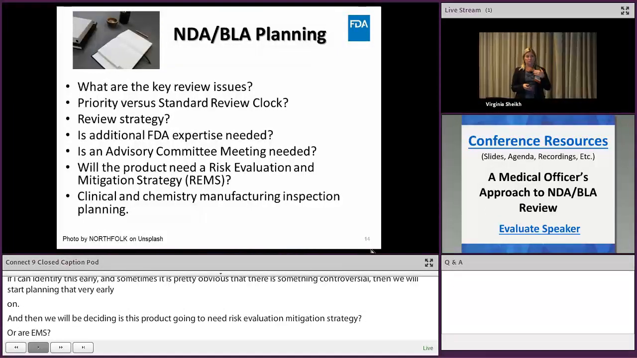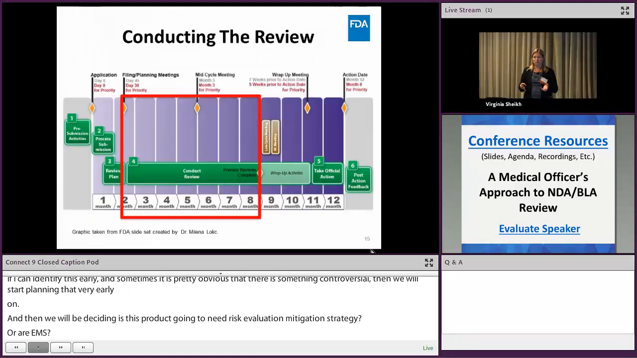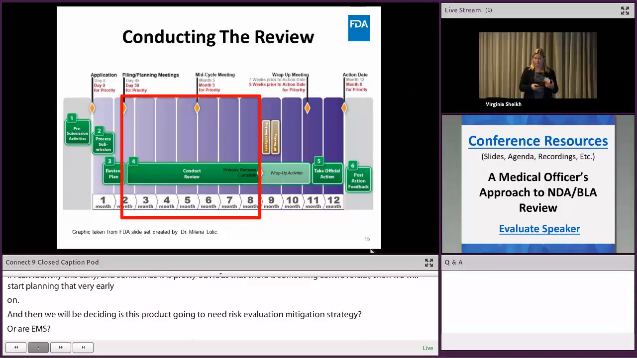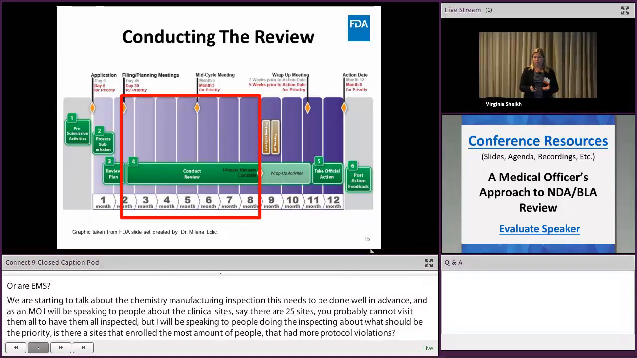And then also, as an MO, I'll be speaking with people about the clinical sites. Say there are 25 sites. Probably can't visit them all to have them all inspected, but I'll be speaking with the people who actually will do the inspecting on what should be the priority. Is there a site that enrolled the most amount of people? Is there a site that seemed to have more protocol violations? These kind of things. So this will happen very early on, or as early as possible in the process.